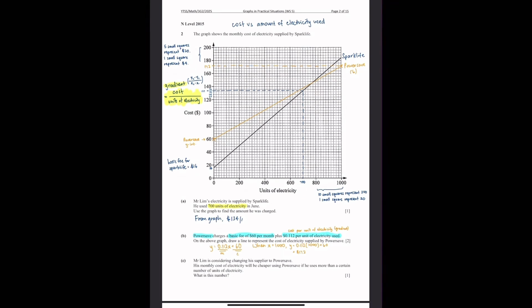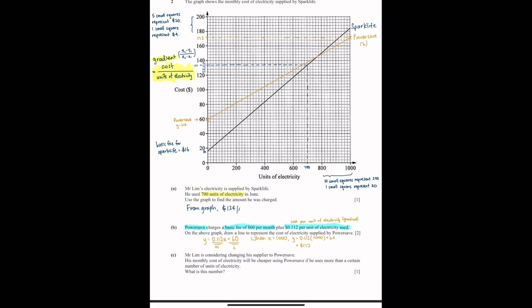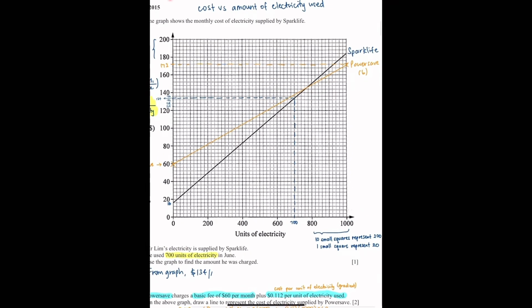Now let's move on to part C. Mr. Lim is considering changing his supplier to PowerSave. His monthly cost of electricity will be cheaper using PowerSave if he uses more than a certain number of units of electricity. What is this number? Let's examine these two lines, okay? You'll notice that there is an intersection point. Let me represent it in this pink color dot here. There is an intersection point over here, represented by the pink dot of the two lines.